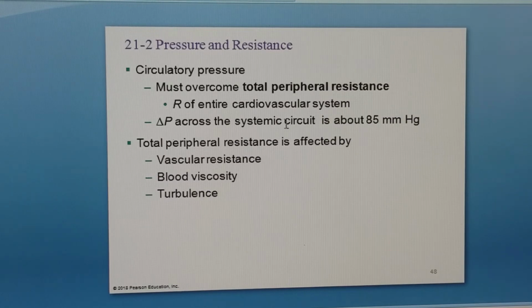Circulatory pressure must overcome total peripheral resistance, R, of the entire cardiovascular system. Pressure across the systemic circuit is about 85 millimeters of mercury. The total peripheral resistance is affected by vascular resistance, blood viscosity, and turbulence.